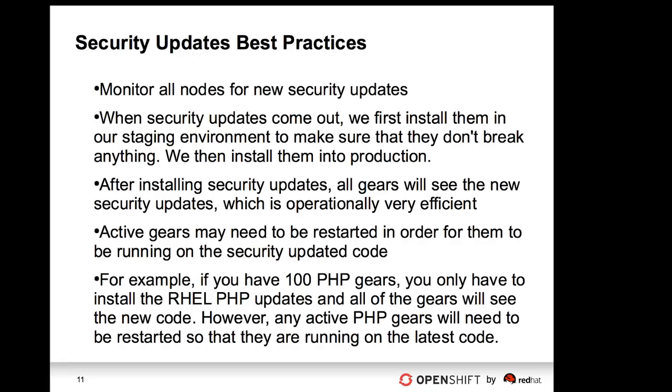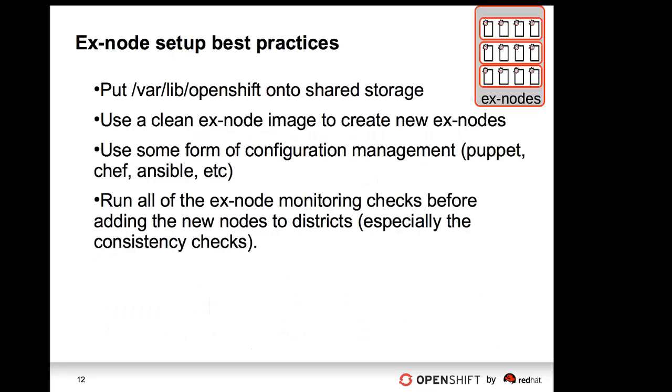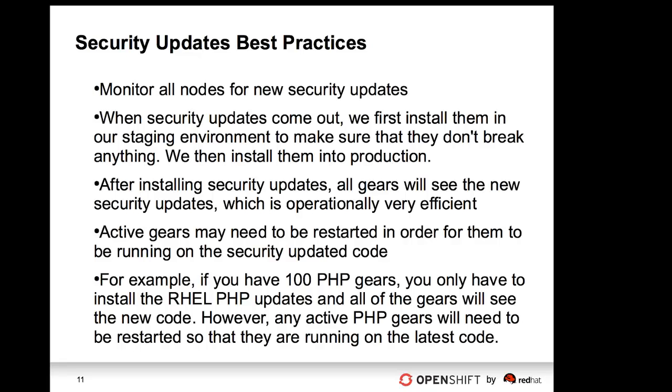So here the example is, if you have 100 PHP gears, you only have to install the PHP update one time and then restart the different PHP gears. So each individual gear doesn't need to have its gear updated. So we run yum and we do the list security, and then we trigger off of that. We grep the number of important or severe, and then we do a -c or whatever to see the count, and then we put that in Zabbix, and then we trigger off of if it's greater than 0.